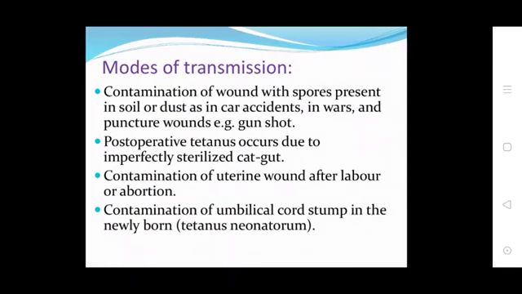Mode of transmission. Contamination of wounds with spores present in soil and dust, in car accidents, in wars, and in puncture wounds, for example gunshot. Post-operative tetanus occurs due to infected sutures, as in cataract surgery. Contamination of uterine wounds after labor or abortion. Contamination of the umbilical cord stump in the newborn.